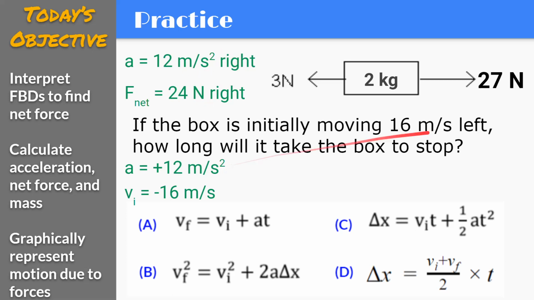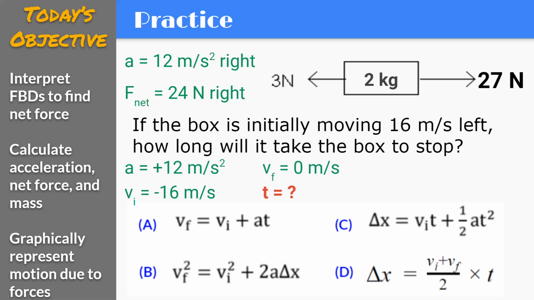Again, we found these on the previous screen. The initial velocity is negative 16 because it's 16 meters per second to the left in the question. We know the final velocity will be 0 because it's asking how long it takes the box to stop. So we want a final velocity of 0. And we're trying to find how long, which means we're looking for time. If you label those things, you have a, you have vi, you have vf, you do have F net, that's not helpful here, and you're looking for time. Look at your equations. They're the same ones as before, lettered A, B, C, and D. Which equation would allow me to solve for time with the information that I have?